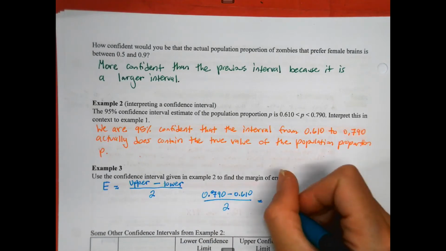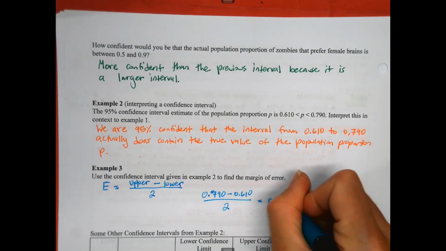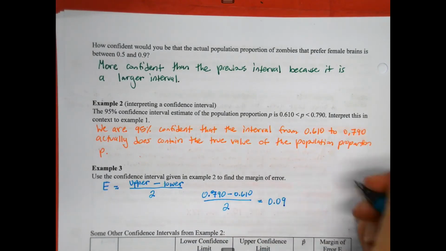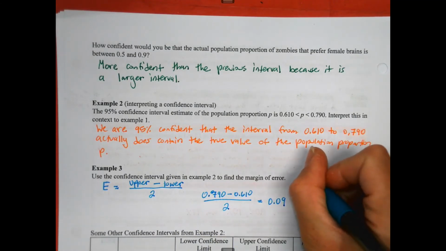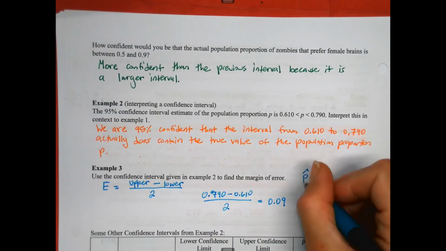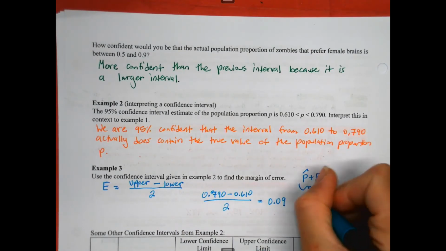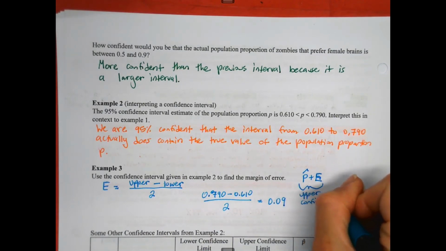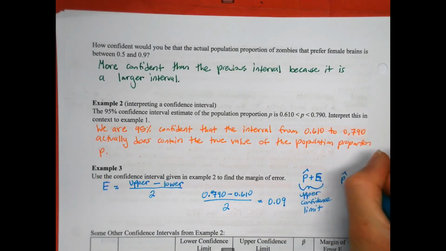We end up with 0.09. And the reason for that is p hat plus E is the upper confidence limit, and p hat minus E is our lower confidence limit.